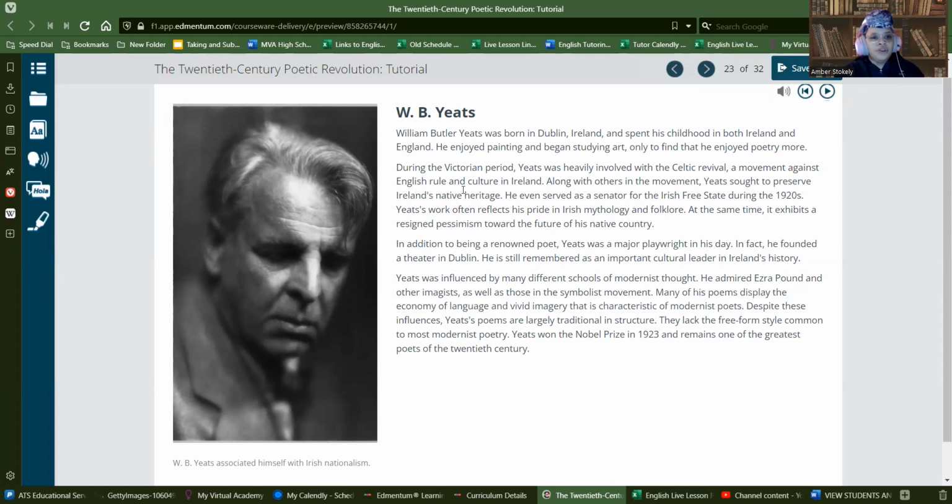But an important thing to note about him is that despite his influences, Yeats' poems are largely traditional in structure. They are not freeform style. And then the last thing they tell you is that he won the Nobel Peace Prize in 1923.